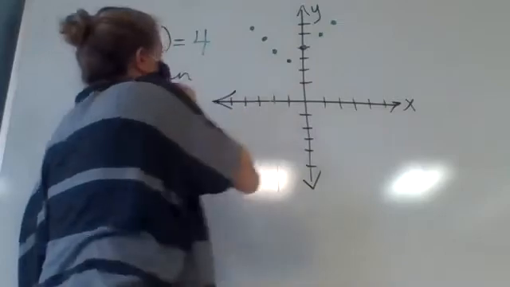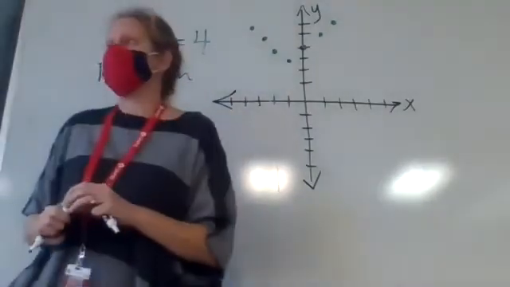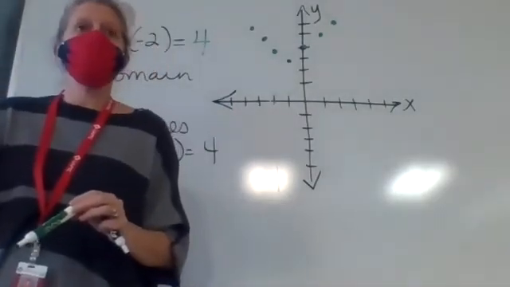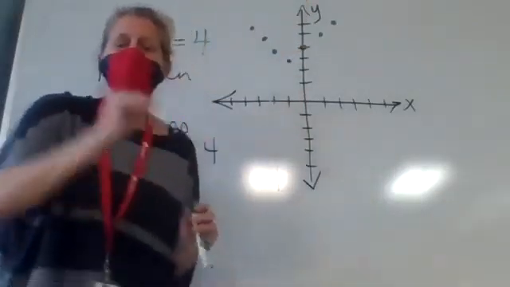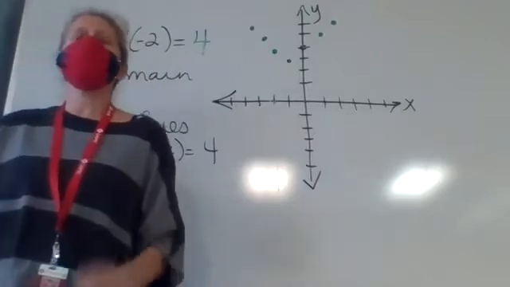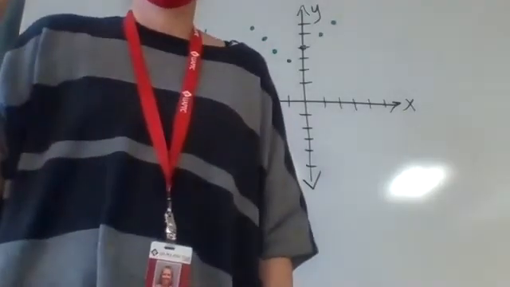Now, the second part of this wants me to find the domain. What does the domain stand for? Your x values, right? Which means, since this is not a continuous graph, it's just separate points, it just wants to know what are the x's of all those points.